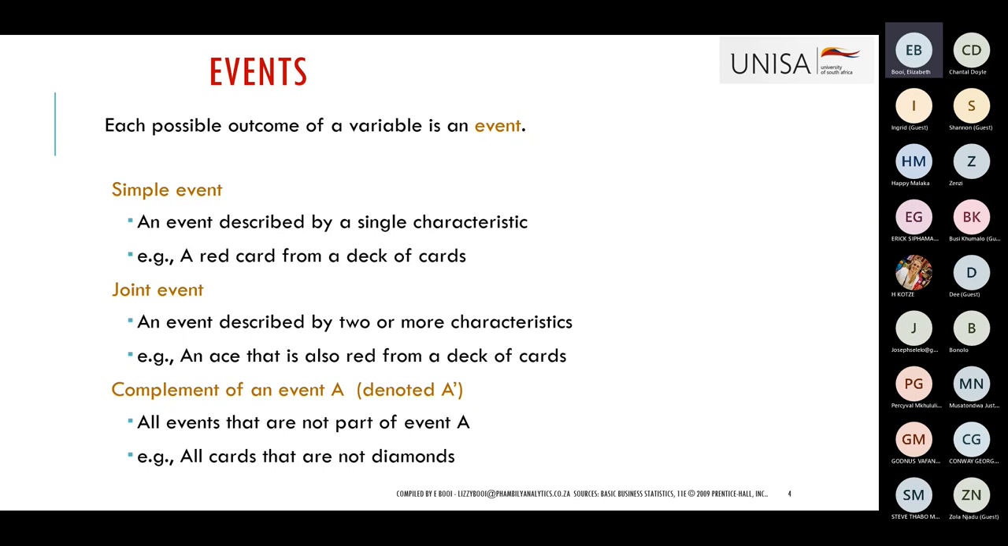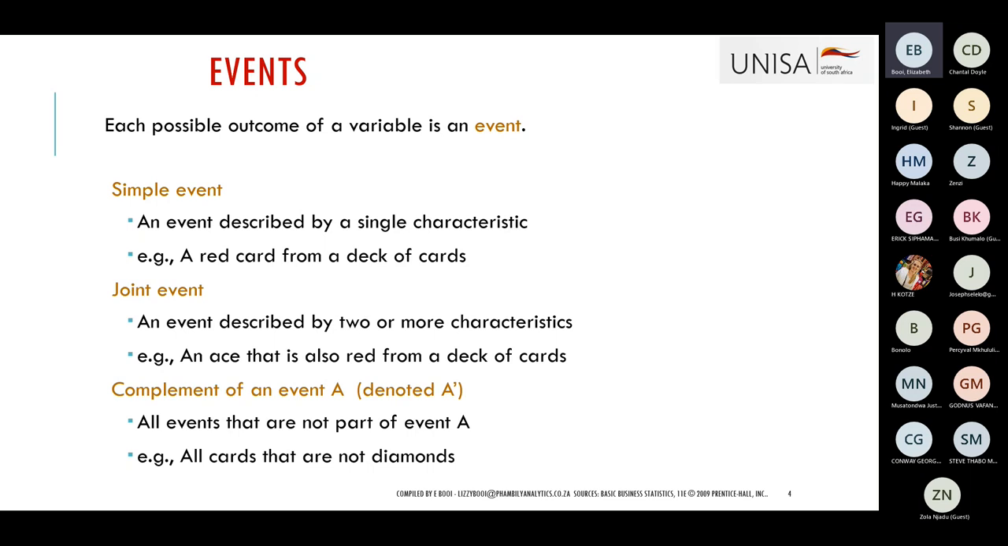So when I roll a die, it has six sides. So it can either land on a one or a two or a three or four or five or six. Those are outcomes. So when I do one thing, when I do one event, it is what we call a simple event. Rolling a die is a simple event. When I do two things, rolling a die and tossing a coin, I am creating two events, and those are called joint events. An event that happens and has two or more characteristics that will occur.